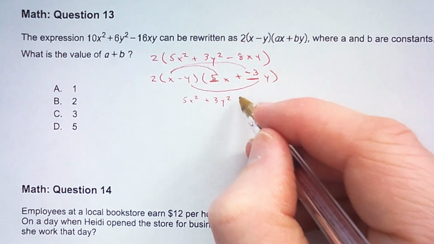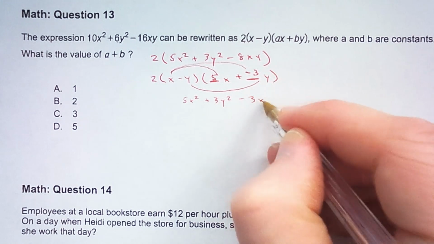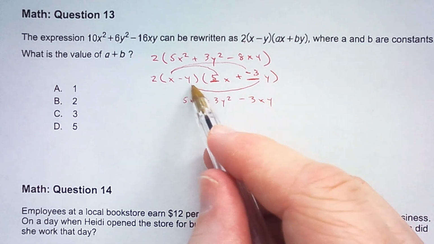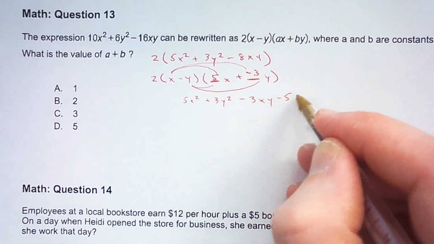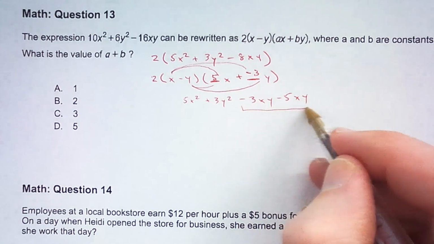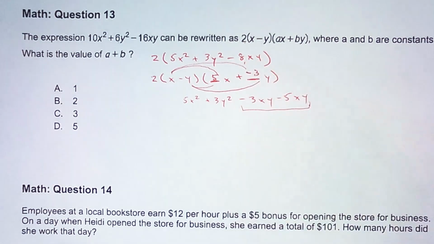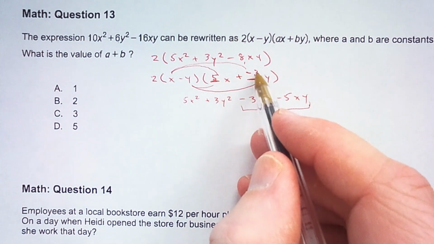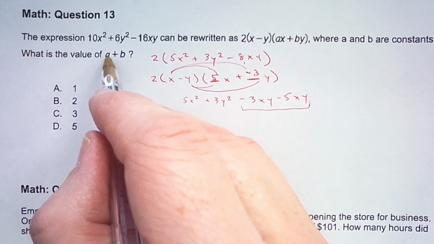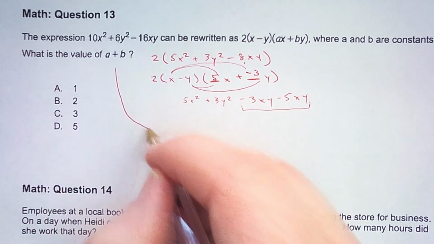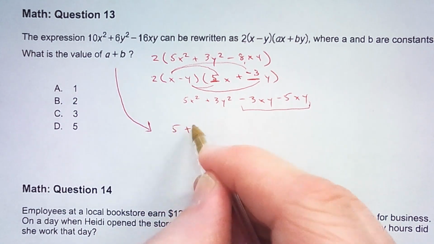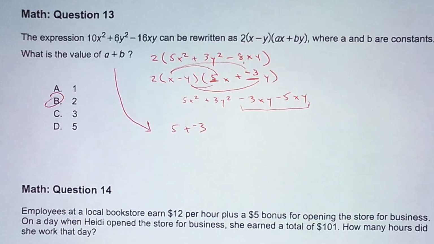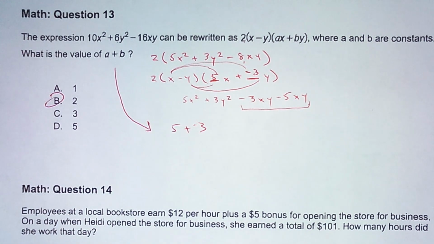So if I distribute here, I get negative 3xy, and here I get negative 5xy, and when I put those together, I get my negative 8xy. So that means that a is 5 and b is negative 3. A plus b, that is 5 plus negative 3, which is 2.